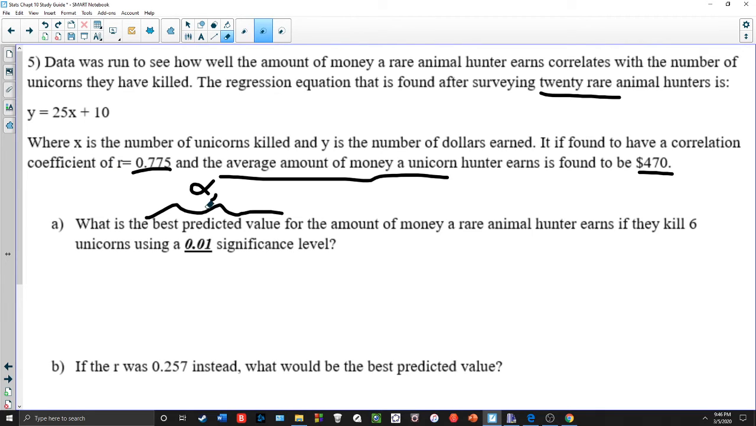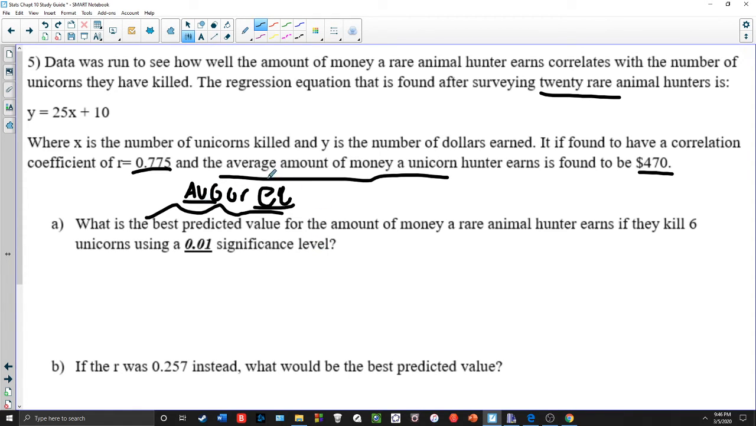Not alpha. They're looking for either the average, so average, or equation. I'll put EQ for equation. So when you're doing the best predicted value, you're looking for either the average or the equation. How do you know which one you use?